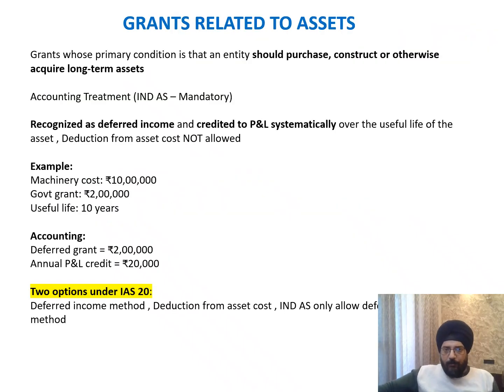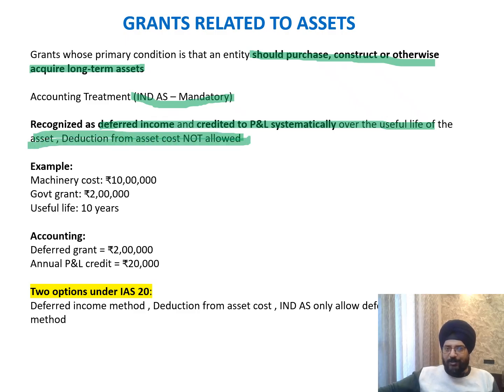Okay, so we'll talk about the grant related to assets. Grant whose primary condition is that the entity should purchase, construct, or otherwise acquire a long-term asset. So this is a condition which is being tagged to any grant which is being given to any entity for creation of an asset. So accounting treatment in Ind AS is that we have to do the accounting, it is mandatory, and recognized as a deferred income and credited to the P&L systematically over the useful life of an asset. Deduction from the asset cost is not allowed. So this is a very important point. So which means that there is no deduction which is being allowed from the asset cost. It is only deferred income that needs to be shown.